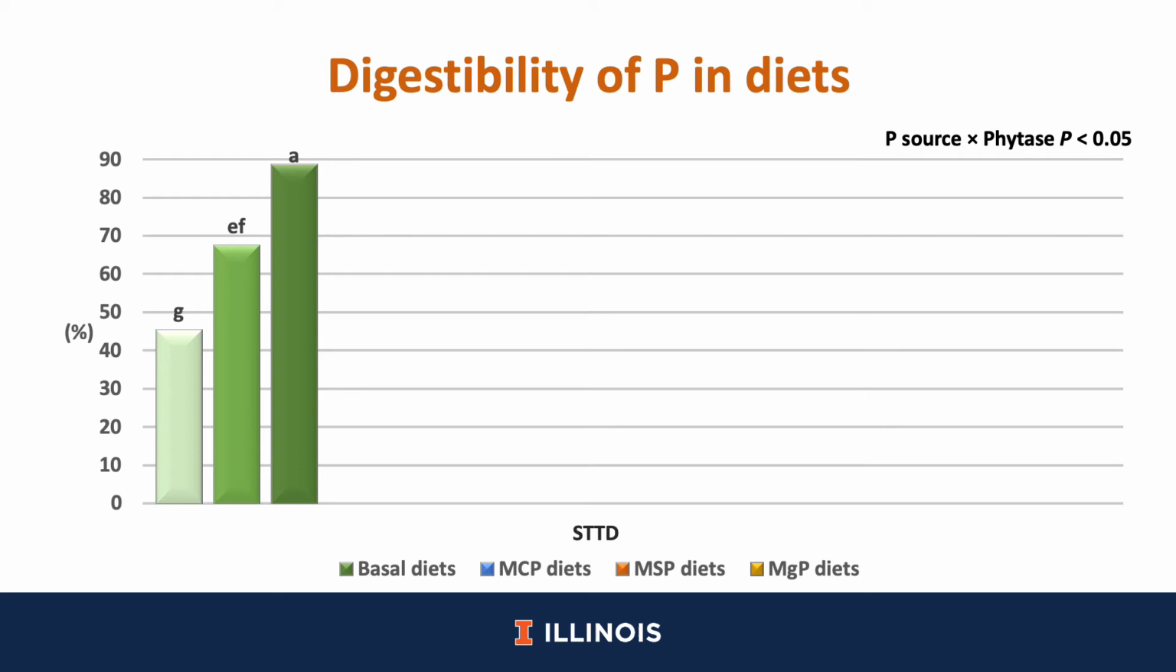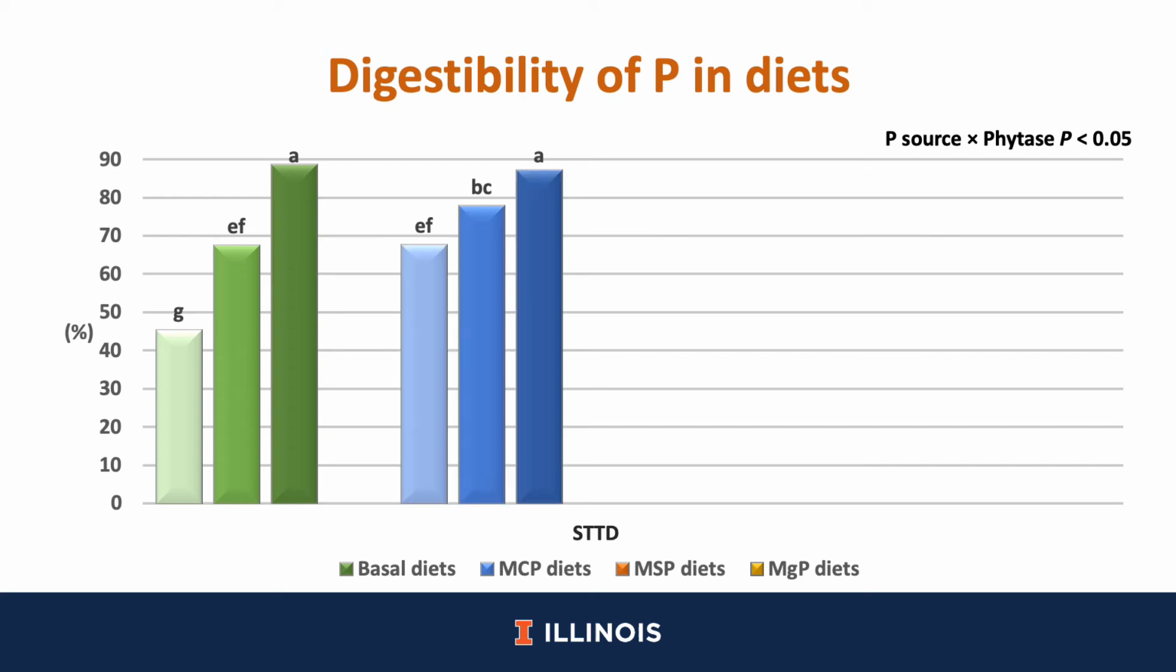And as we were expecting, the digestibility of phosphorus in basal diets increased with the inclusion of phytase, from around 45% to almost 90%. And if we analyze the results from MCP diets, what we can observe is an increase in the digestibility as we increase the inclusion of phytase, but we can also observe a difference between the basal diet with 0 phytase and the MCP diet with 0 phytase, which indicates the increase in the available phosphorus when we include a source of inorganic phosphorus.